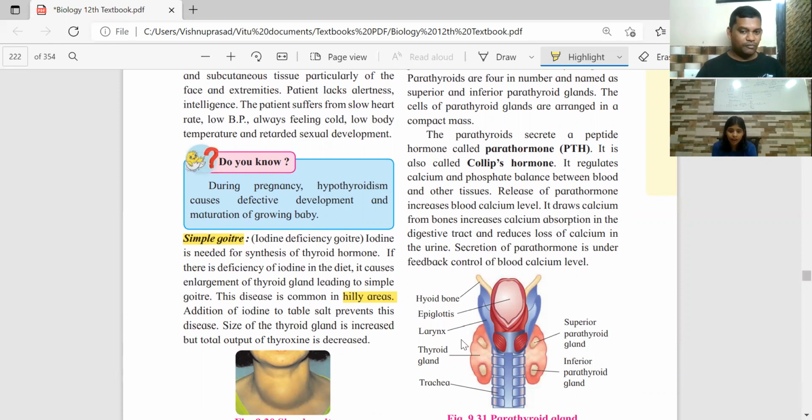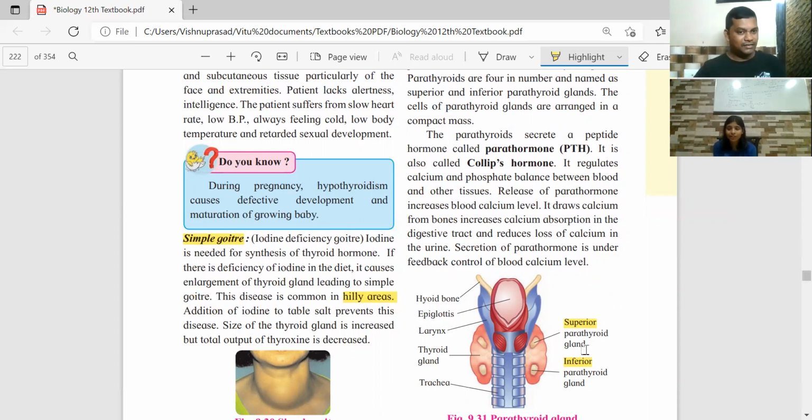So the upper 2 parathyroid glands are called the superior parathyroid glands, and the lower 2 are called the inferior parathyroid glands. 2 superior, 2 inferior, 4 parathyroid glands in total.